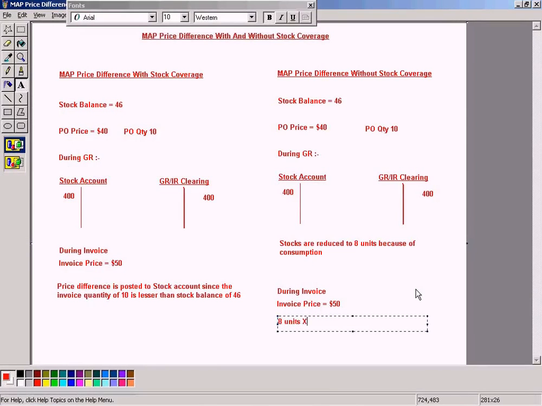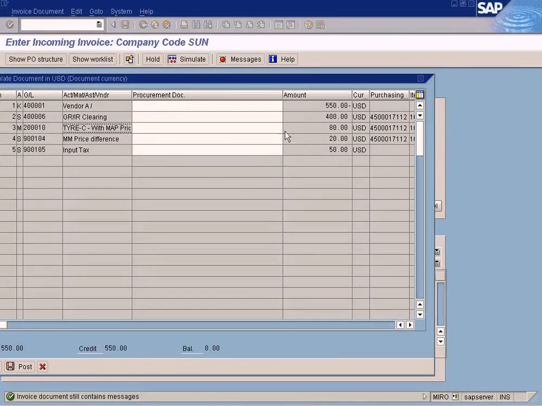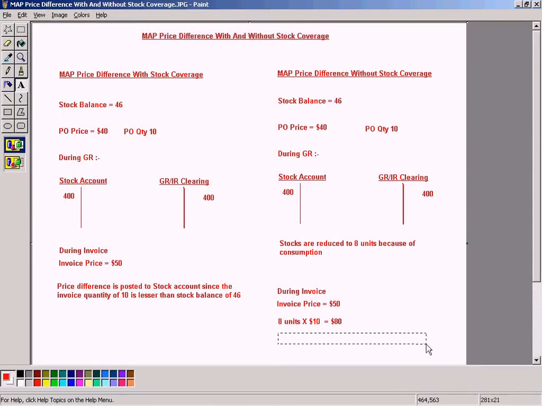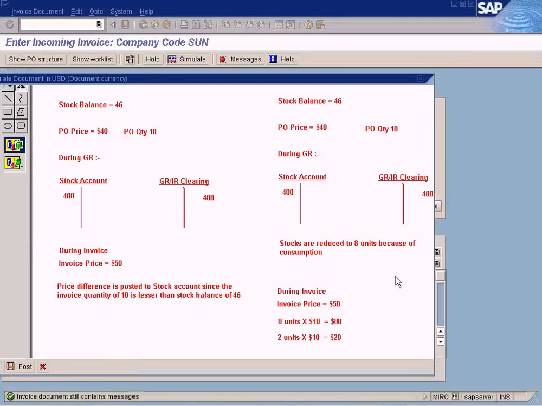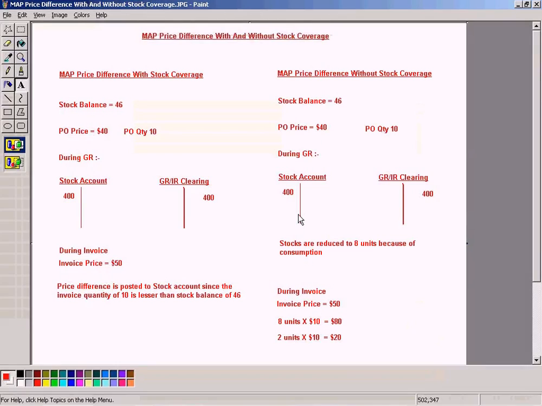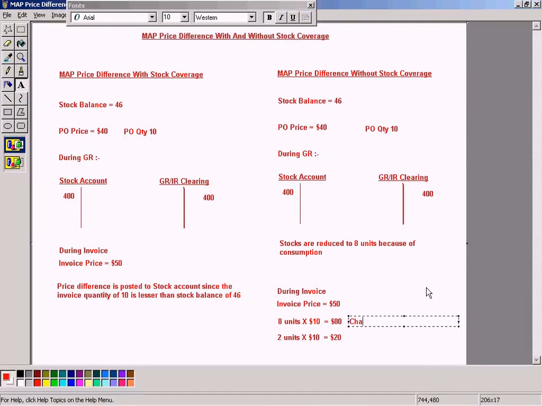So if we use this calculation, 8 units times the price difference of $10, because the invoice price is 50 minus 40 is 10, so we'll get $80. So only $80 is charged to the stock account, and the balance 2 units from the invoice unit, 2 units times 10 is $20, is charged to the price difference account.